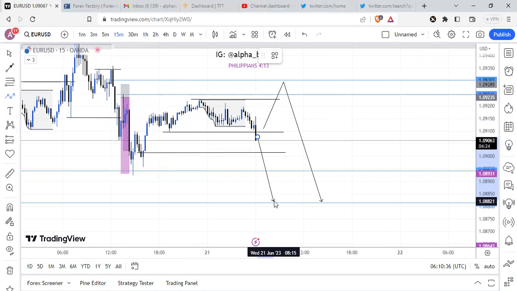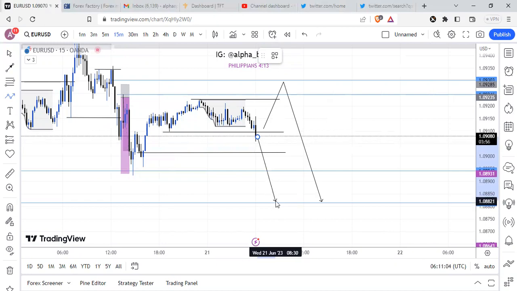What you just need to do then is wait for price to pull back or retrace for you to get an opportunity to sell during the New York session. So if London session doesn't clear this liquidity, the Asian high and all of the liquidity resting above, don't worry. You could still get an opportunity to sell.